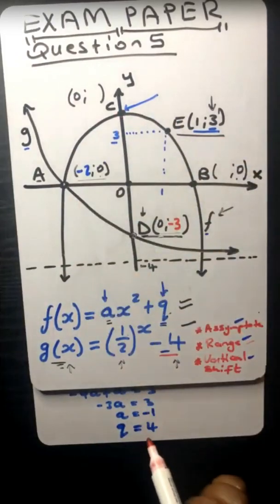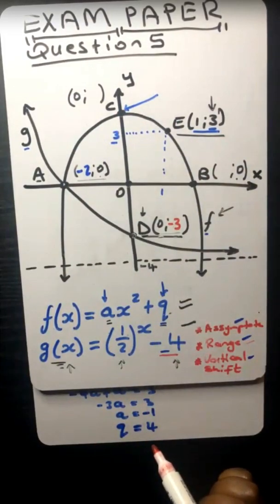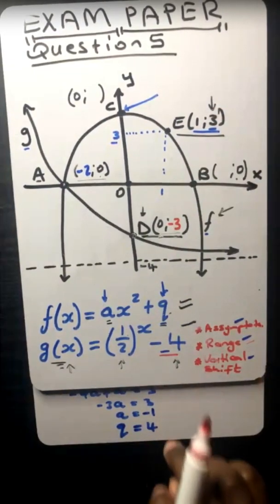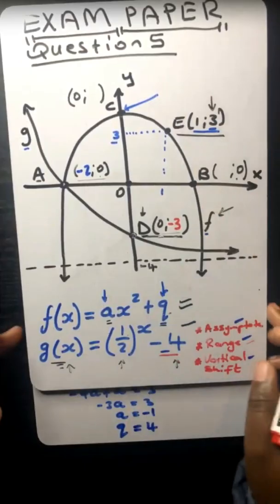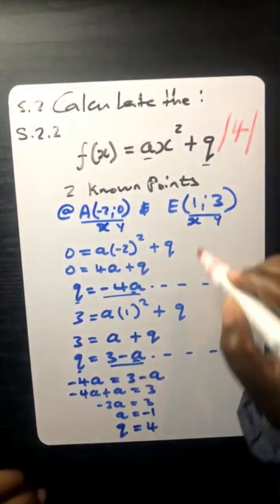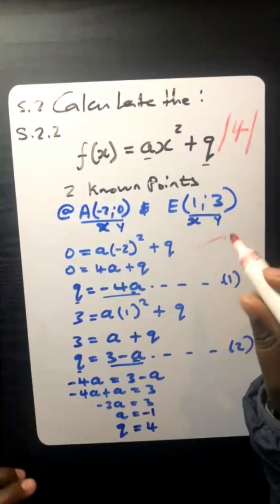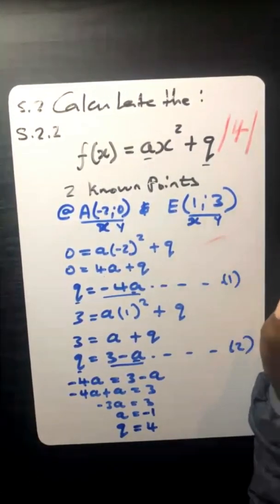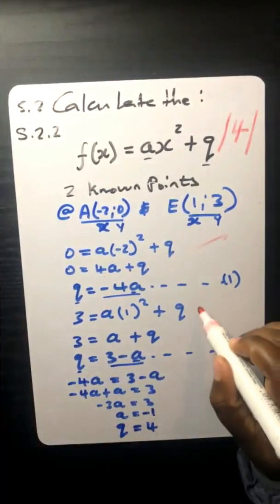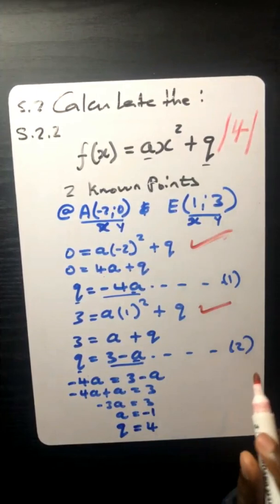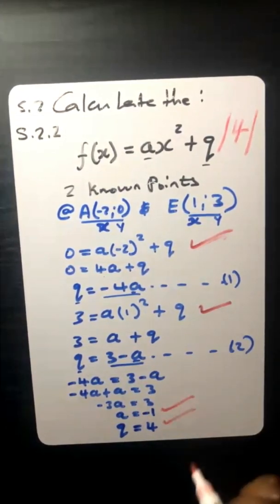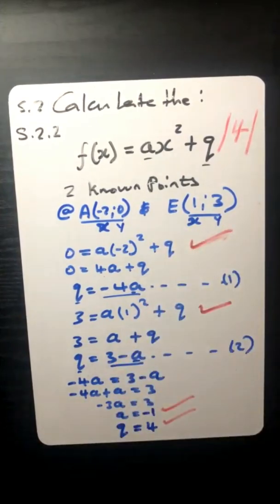And again, we expected a positive Q value, which is more than 3. It doesn't matter whether it's 5, 7, or 10, but we just know it has to be more than 3. So, good people, I'm going to give you a mark for the correct substitution there, another mark for the second correct substitution, and a mark for the A value and again for the Q value. That's how you score yourself 4 marks.